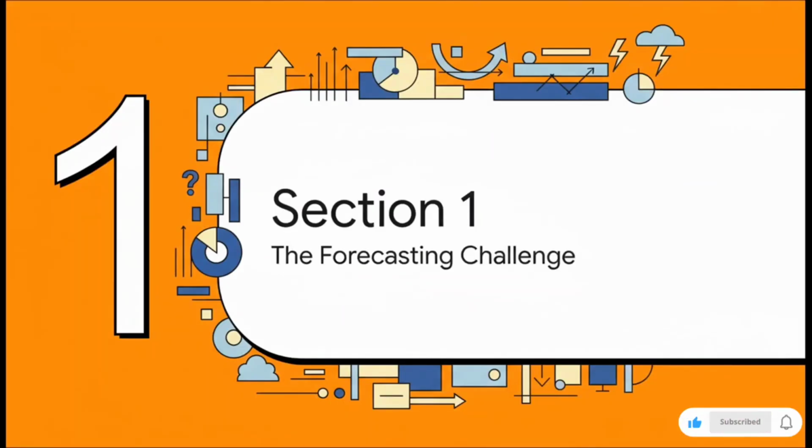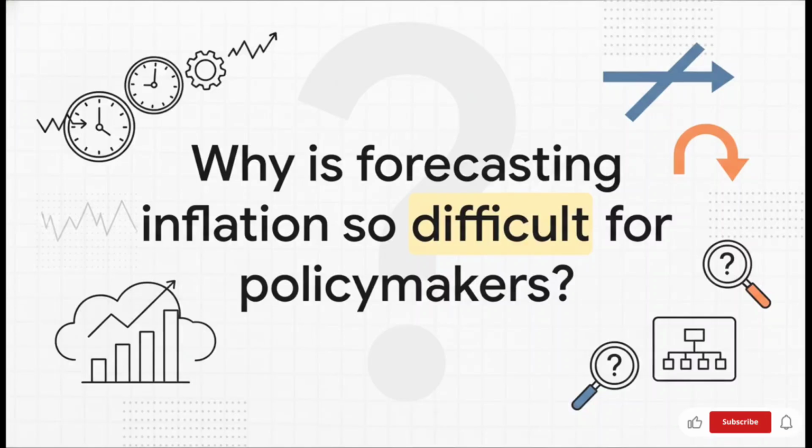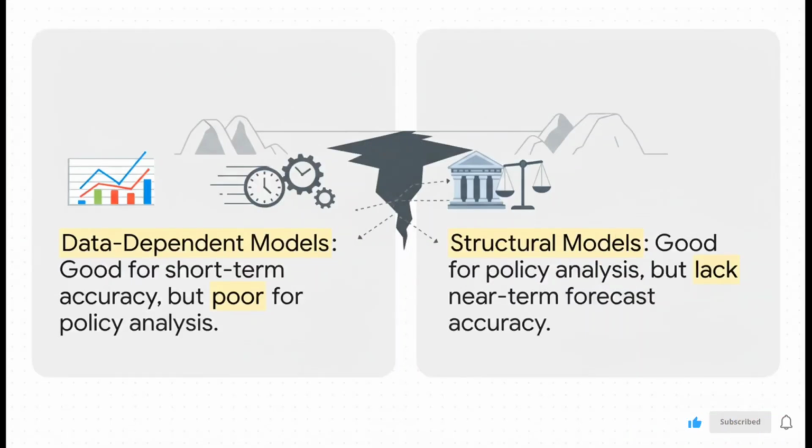So, first things first, let's really get a handle on the fundamental problem that this whole model was built to solve. For any central bank that's trying to target inflation, the main headache is this constant trade-off between the different kinds of models they have at their disposal. And this slide really nails the dilemma.